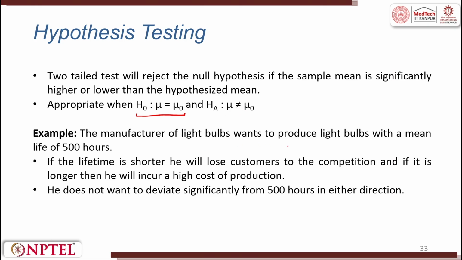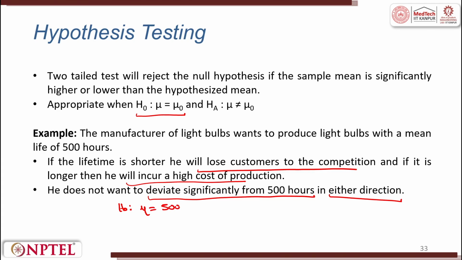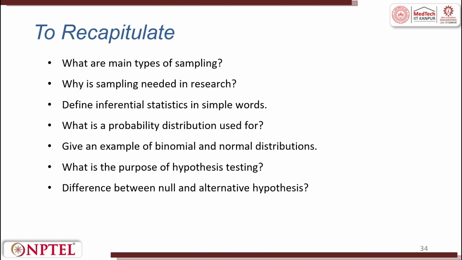The manufacturer of light bulbs wants to produce light bulbs with a mean life of 500 hours. If the lifetime is shorter, he will lose customers to the competition. If it is longer, he will incur higher cost of production. He does not want to deviate significantly from 500 hours in either direction. This is more simple here. H naught is designed as mu is equal to 500 hours and H alternative is mu is not equal to 500 hours. And this is a two-tailed test.